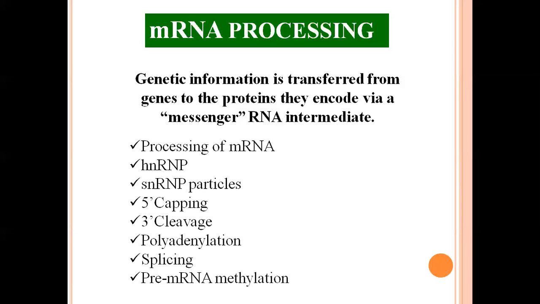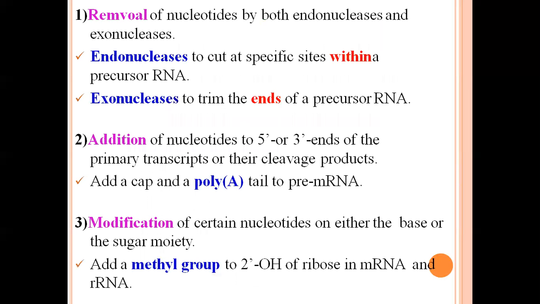Polyadenylation means the addition of a poly A tail. Splicing is also important. Splicing means the unwanted bases are cut out. Pre-mRNA methylation means the addition of a methyl group to the mRNA.